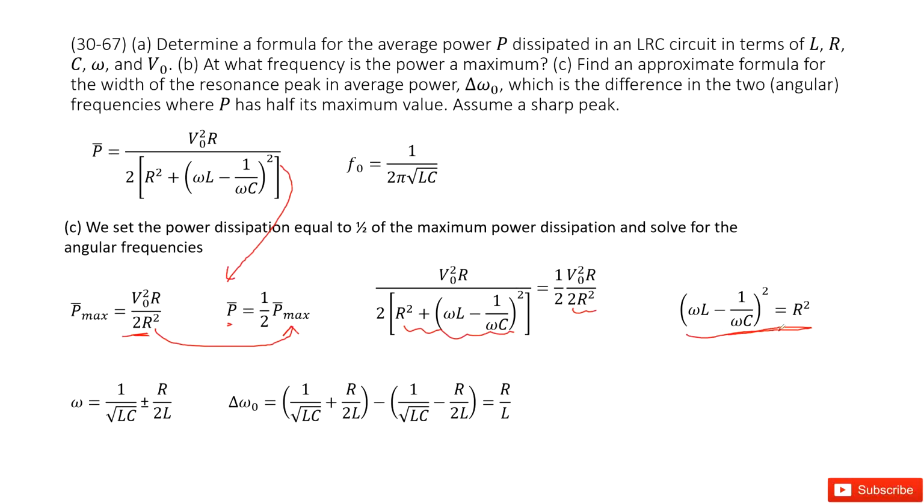Now we solve this equation for omega. We get omega with 2 values, 2 frequencies, right? Now it asks what is the difference between the 2 frequencies. So delta omega is the positive value minus the negative value. We get the answer there. Thank you.